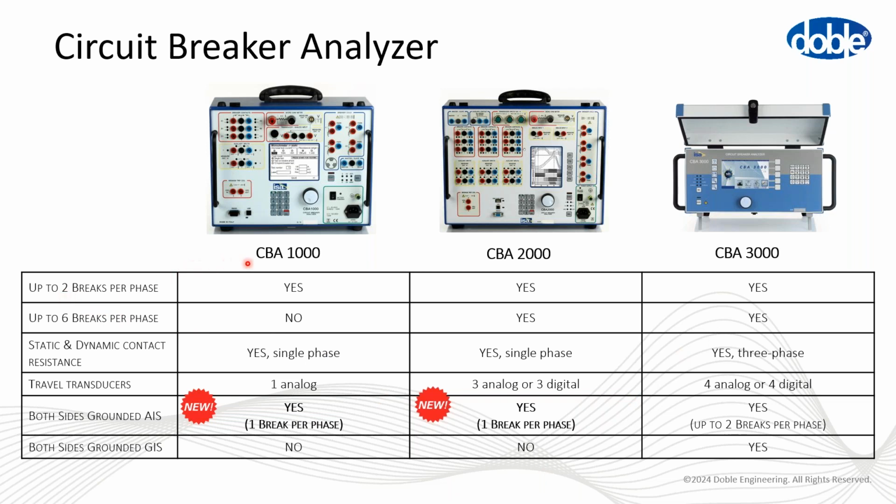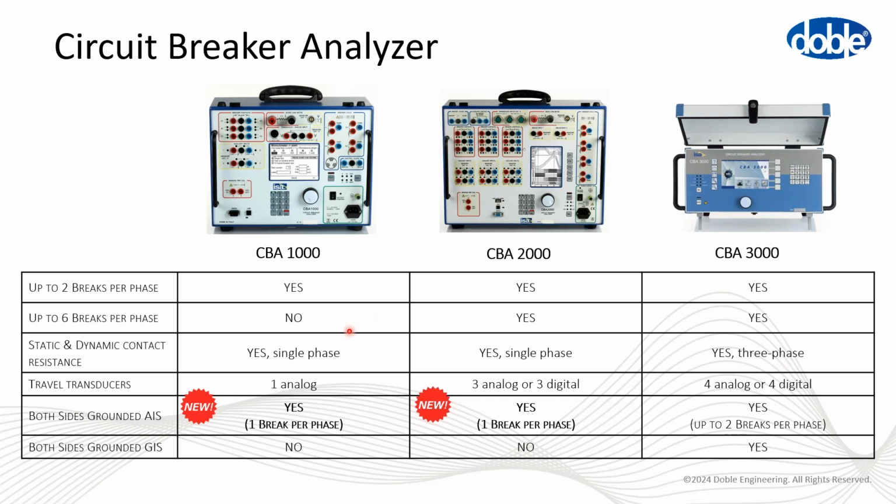You can see that all of them can test up to 2 breaks per phase, but up to 6 breaks per phase with CBA 1000 you cannot do it. If you have more than 2 breaks per phase, you have to use CBA 2000 or 3000. The static and dynamic contact resistance can be done with all 3 models, but CBA 3000 has a 3-phase generator, so it is faster to do it with this device.